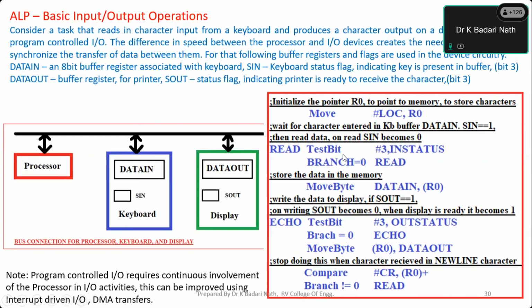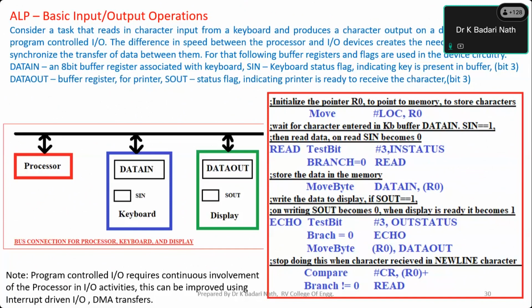So test bit is ANDing bit 3 with this one. Whenever you perform an AND operation, what will happen? All the bits other than the third bit become 0. Only the bit which you are interested in will remain. So if I do the test bit of 3 in status, the whole answer becomes what? Either 0 or 1. If the third bit is 1, the whole answer becomes what? A non-zero value. If the third bit is 0, that means the whole answer becomes 0. So whenever you perform a test bit, the 0 flag will be affected.